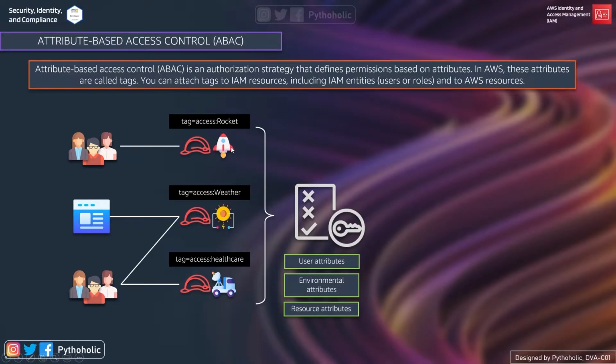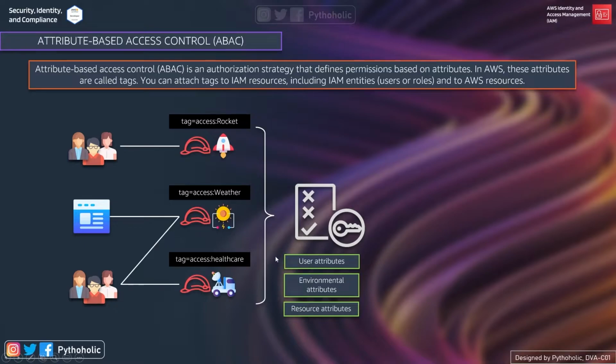We have 3 projects. We have tags attached to these entities: access rocket, access weather, and the third project tag is access healthcare. And these symbols that you see are the ones that have the attributes. That is why it is denoting this. So this is for rocket, this is for the weather, and this is for the healthcare. And that is how we are defining the tags also.